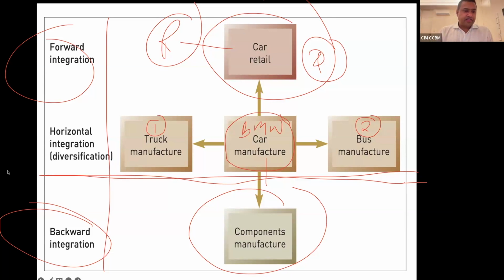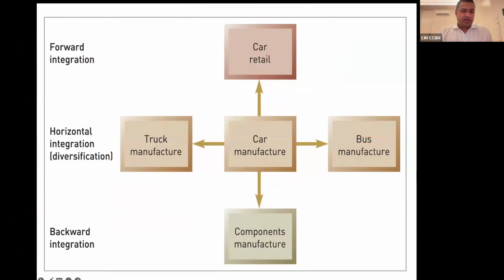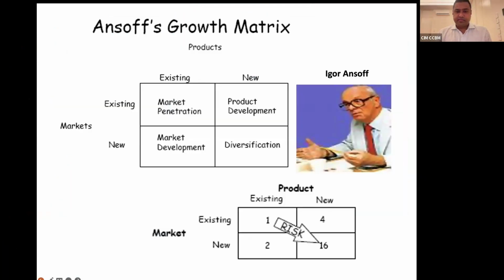So diversification is also clear. Now, in terms of the risk appetite, guys, in the Ansoff matrix, market penetration has the lowest risk. Double that risk is market development. Double that risk, it is product development. Quadruple that risk is diversification.